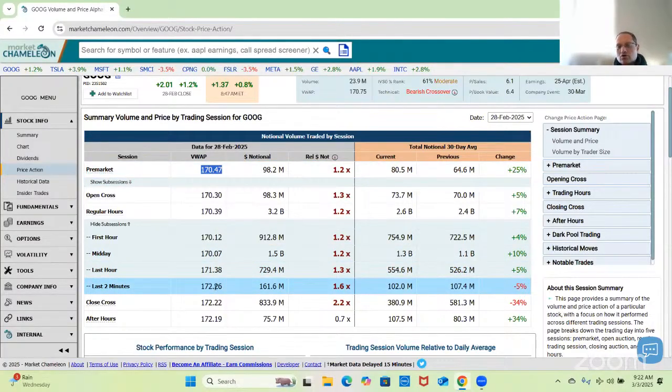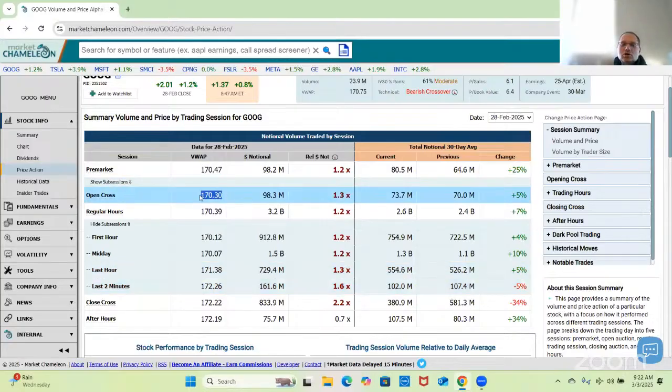So the first hour can also show us how well the opening cross held up. Let's say the opening cross is a new fair value. Where did the stock go after that? Did it drop? Did it go up further? Did it stay close to where it is? So we want to look at that because it could indicate certain things.